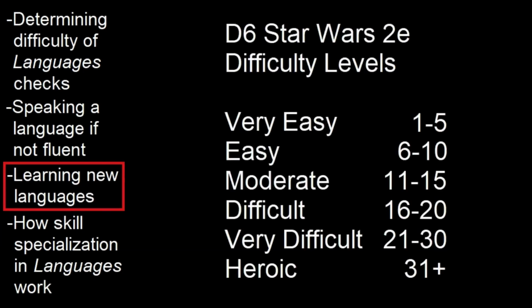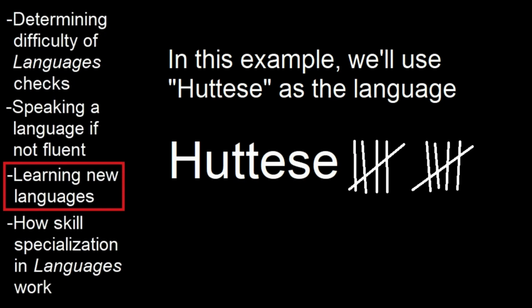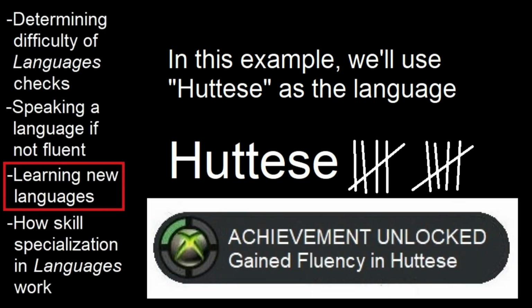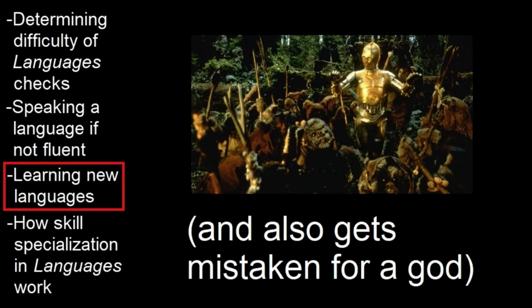So how characters become fluent in new languages is that there are certain times where the character attempts a languages check that has a difficulty of at least Difficult as determined by the GM. If they're successful, the player will write down the name of the language and put a hash mark next to it somewhere on their character sheet. Each time they are successful at one of these checks, they add another hash mark. When they finally reach 10 hash marks, they are fluent in the language. In Episode 6, C-3PO does something like this when he meets the Ewoks and does it fairly quickly.